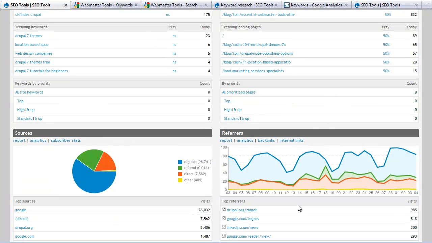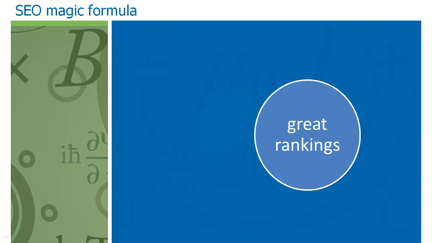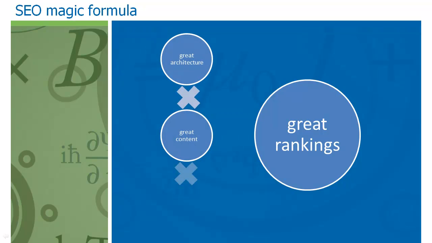Each one of these sections has a different set of links and tools depending on the context of the subject. To understand what the Drupal SEO Tools is and why it was created, we need to look at the SEO magic formula. The magic formula is great architecture times great content times great backlinks equals great rankings. You need all three to rank well.